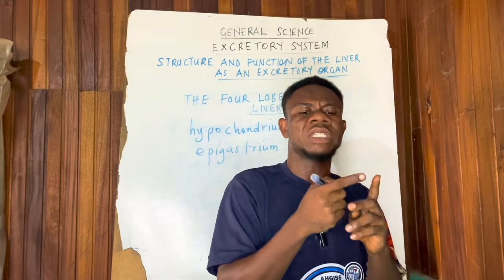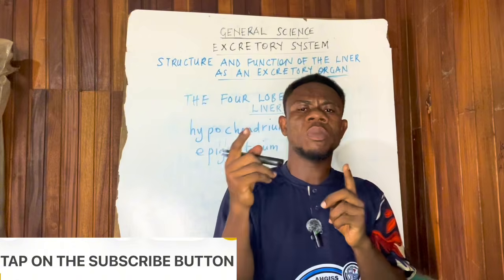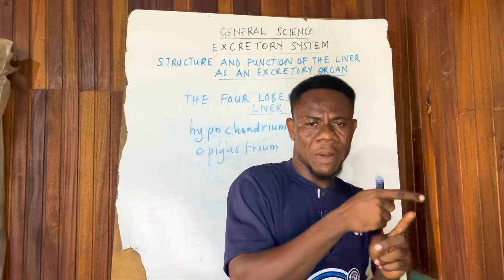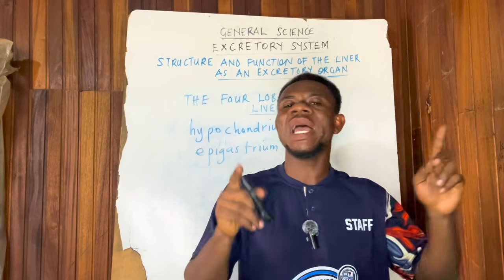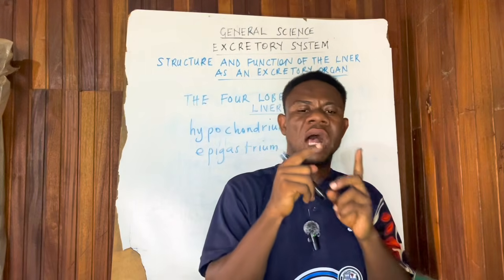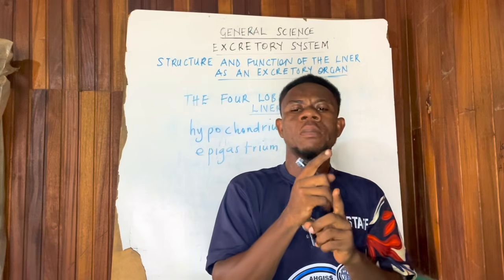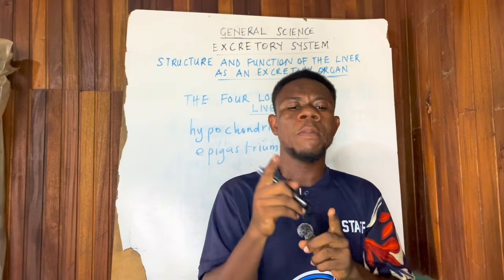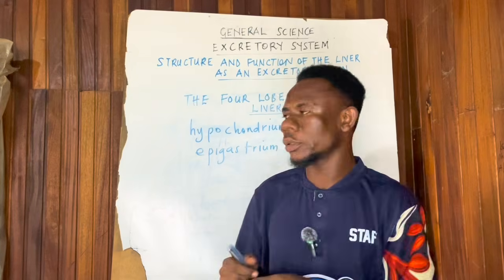Now it is separated from the left lobe by the falciform ligament. I said the falciform ligament separates the what? The right lobe and the left lobe. It is separated from the caudate lobe by the right sagittal fissure.